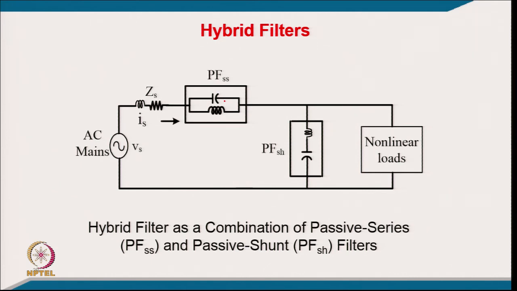What is the drawback of the passive series filter? It behaves like an inductive circuit at fundamental frequency, and that reactive drop is taken care of by the reactive power generated by the passive shunt filter. So the drawback of the passive series filter is handled by the passive shunt filter, and the drawback of the passive shunt filter is that it has a resonance with the source impedance. Since you are putting a single block harmonic filter here, that avoids the resonance with the supply system.